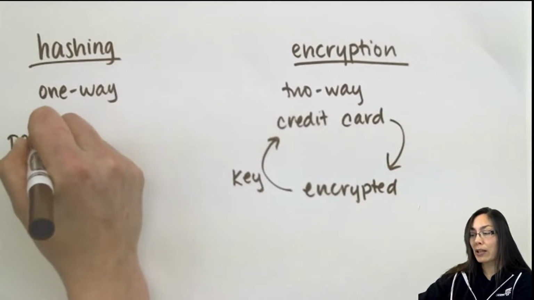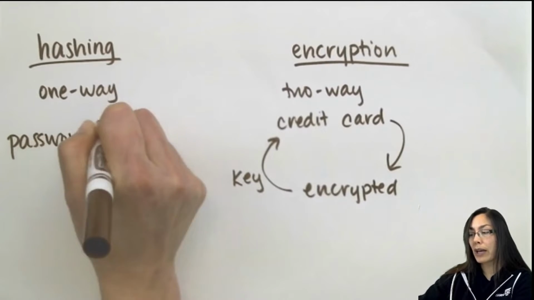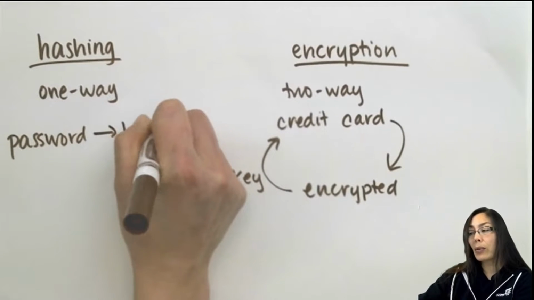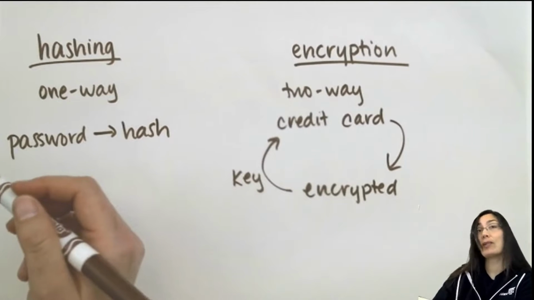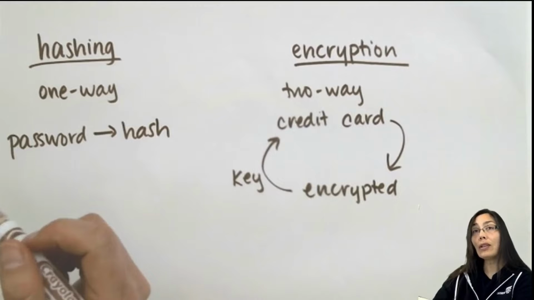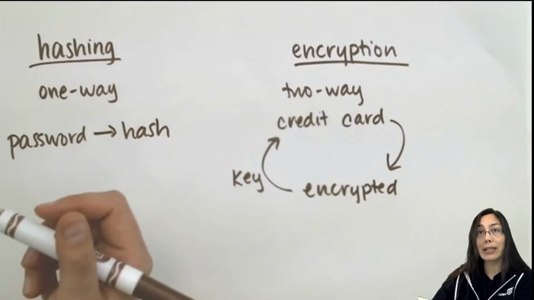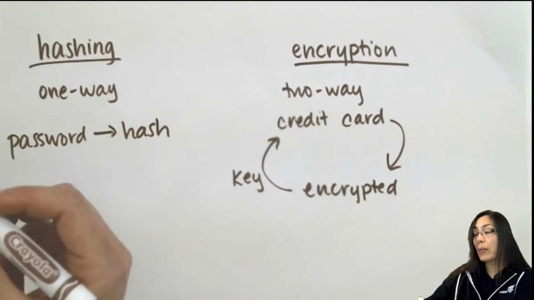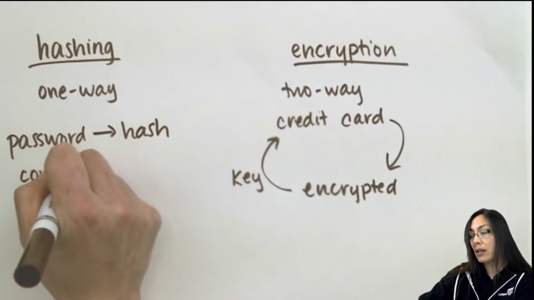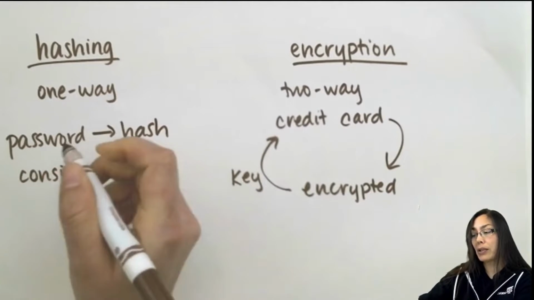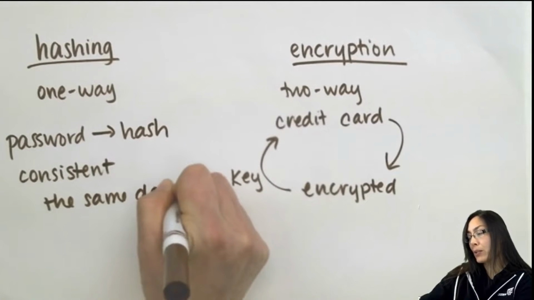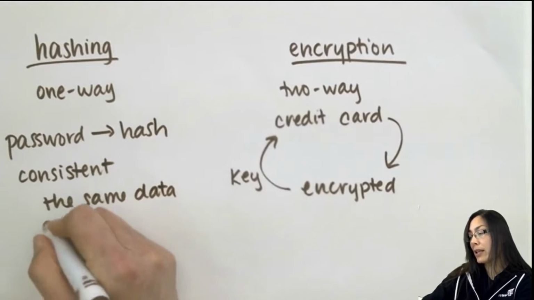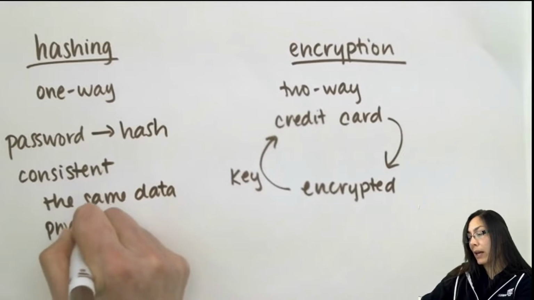With passwords, you get a password and you turn it into a hash, and that's the only way you can go. There's no such thing as a hashing key. You can't take the hash and find out what the original password was. So in that case, well, what good is it? The thing about hashing is that it's consistent, meaning that the same data produces the same hash. So if we hash a password twice, then we should see the exact same hash being produced.